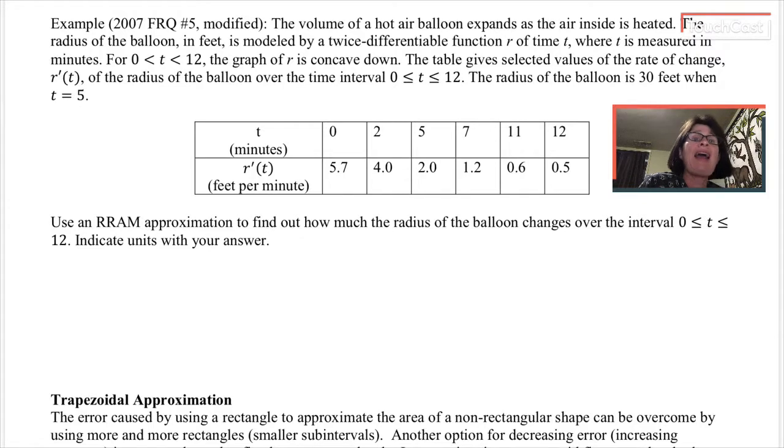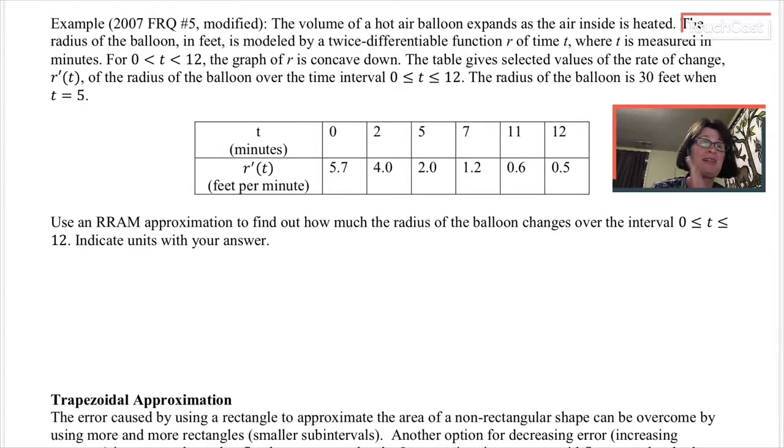Similarly here, I have a function r prime of t, which is the rate at which the radius of a hot air balloon is changing. If I could find the area under the r prime curve, I could find the total amount of change in the radius over whatever time interval I find. So this is: use an RRAM approximation to find out how much the radius changes over the interval 0 to 12. I modified this problem and I see I left out a key piece.